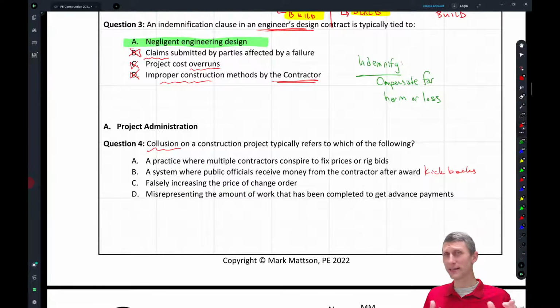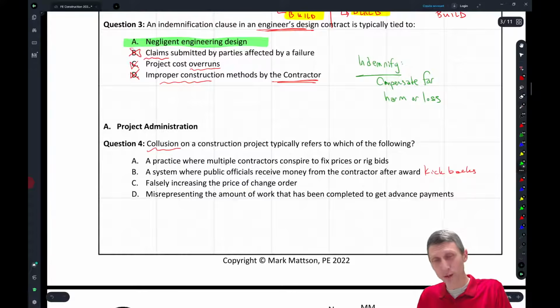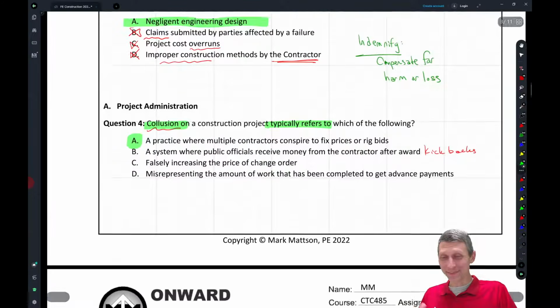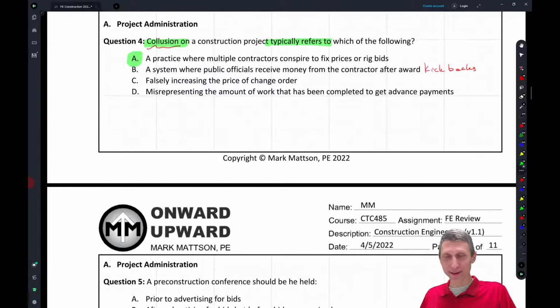So these are all things that happen on job sites, but what collusion is, and collusion typically refers to this practice of bid rigging, where the contractors collude together and conspire together to fix the prices. So I wanted to go through all of them, but the answer to this one, collusion, is typically a practice where multiple contractors conspire to fix prices or rig bids. This is fun, man. We got Al Capone in there. We got all sorts of things.